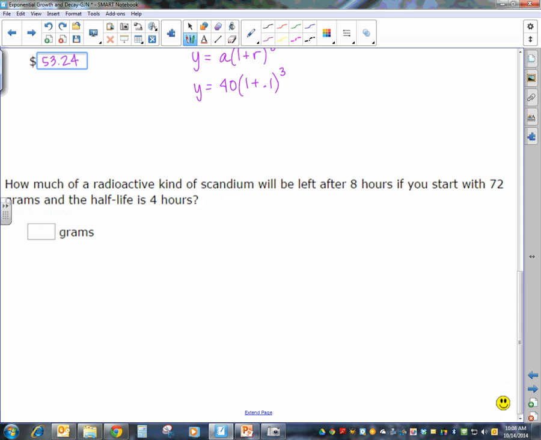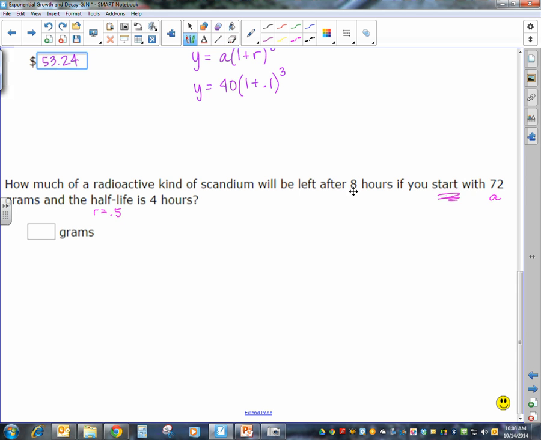Okay, and the last one, another half-life, a little different. Okay, how much of a radioactive kind of scandium will be left after 8 hours if you start with 72 grams and the half-life is 4 hours? So again, my half-life, R equals 0.5. A is my 72. That's how much I started with. They're asking me how much is going to be left.